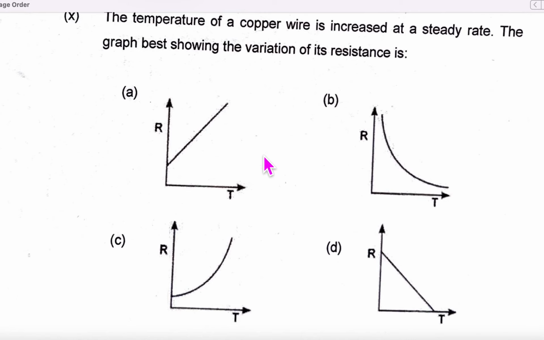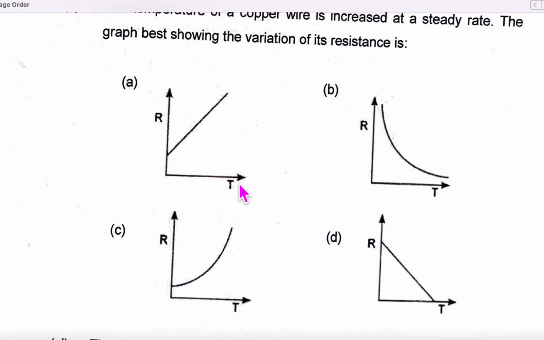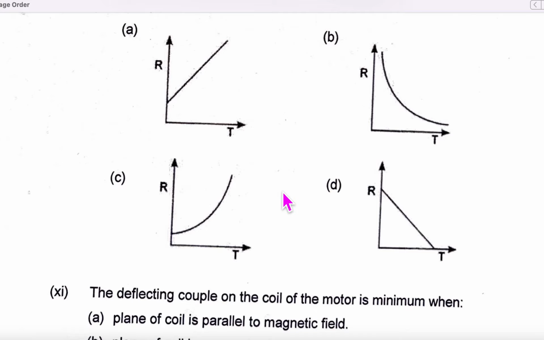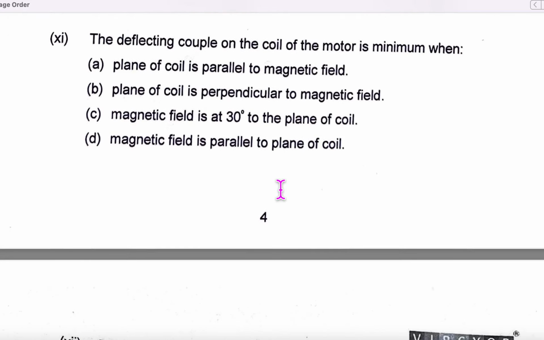The temperature of a copper wire is increased at a steady rate. The graph best showing the variation of resistance is. Okay, now remember it's a metal. If you increase the temperature, resistance is going to increase. Correct? This means it's decreasing, this means it's uniformly. This will be, it's a metal, no? Yes, sir. So it will be this one, A. It increases uniformly.